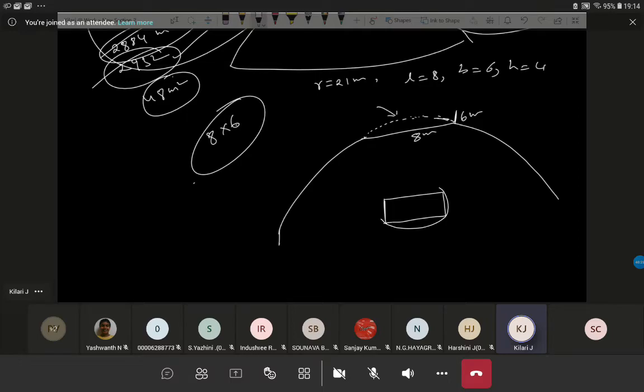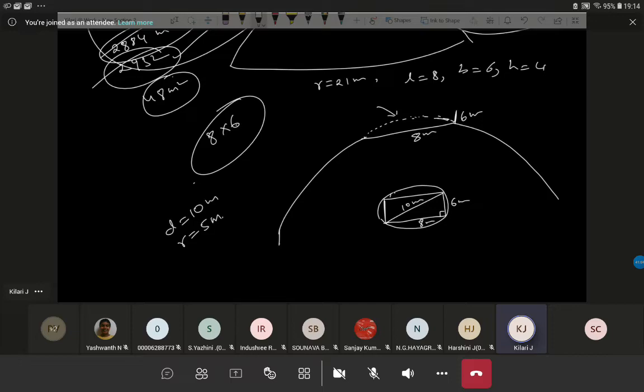Then we have to find the area of the circle circumscribing this rectangle. The diameter of the rectangle is the same as the diameter of that circle. Okay, sir. Length is 8 meters, breadth of the cuboid is 6 meters, then the diagonal will be 10 meters. Means the diameter is 10 meters. Radius is 5 meters. Okay.